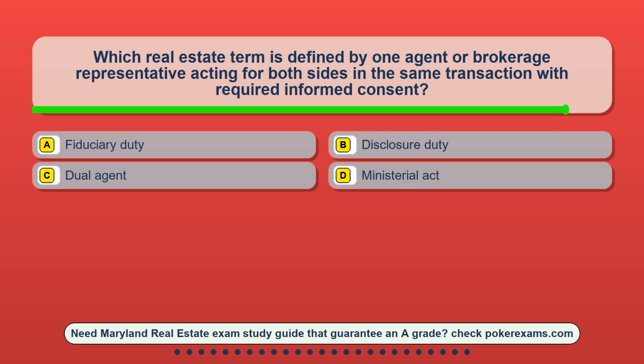Question 19. Which real estate term is defined by one agent or brokerage representative acting for both sides in the same transaction with required informed consent? Option A, fiduciary duty. Option B, disclosure duty. Option C, dual agent. Option D, ministerial act.